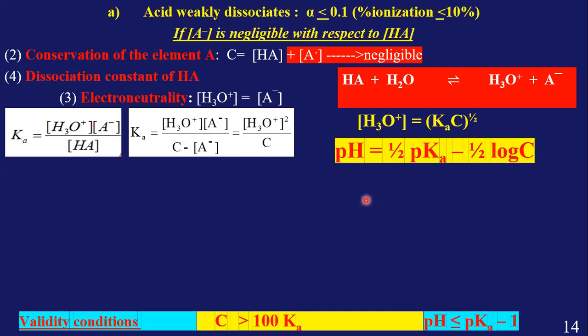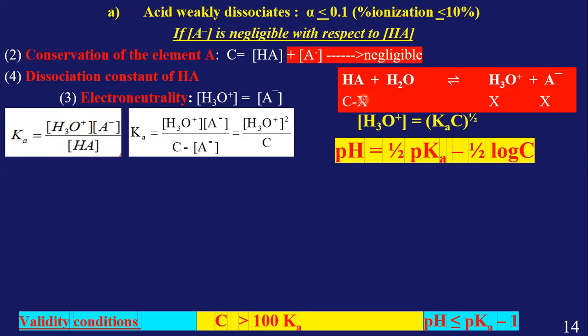Oh my God, you know what? I feel so sorry that I actually had to show you all this to begin with, just to come up with this expression. Because if you remember before, when we calculated this, all we said was HA was C, and then we said minus X, plus X, plus X, and then HA would be C minus X, H3O plus would be X, A minus is X. So, according to the Ka expression, that's X squared over C minus X, and now we're neglecting X. So this is the expression when A minus is negligible.